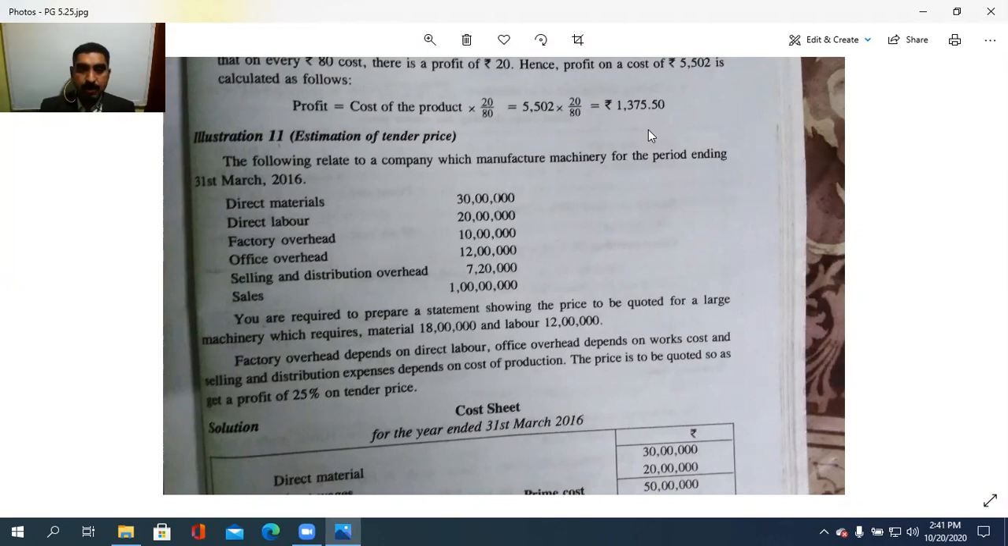So factory overhead depends on direct labor, office overhead depends on work cost, and selling and distribution expenses depend on the cost of production. The price to be quoted should get a profit of 25% on the tender price.